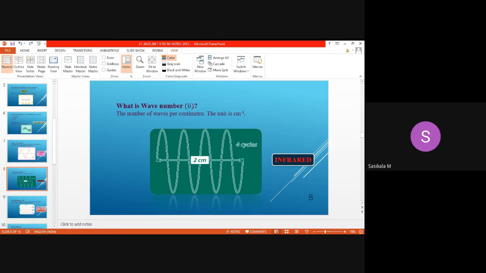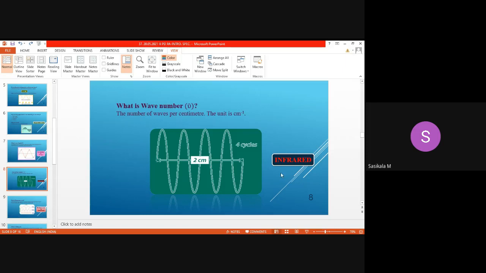So which type of radiation is measured with wave number? Infrared radiation. IR radiation is measured or characterized with a wave number. Where we use only IR, we will be using wave number. So IR radiation is measured in centimeter inverse.